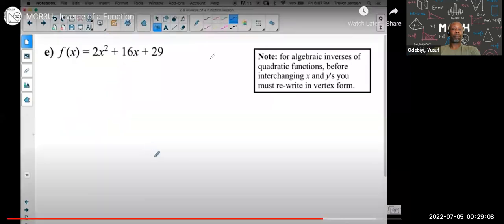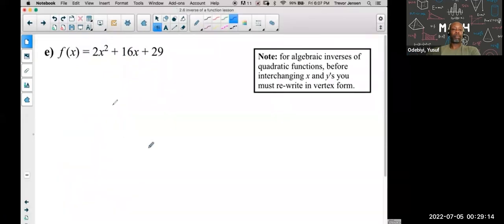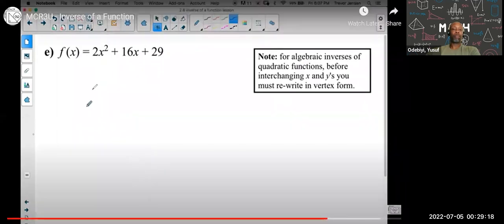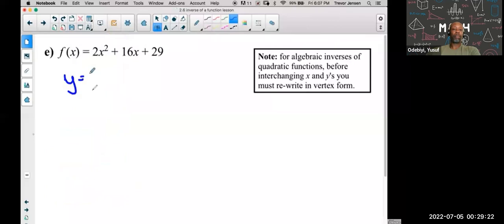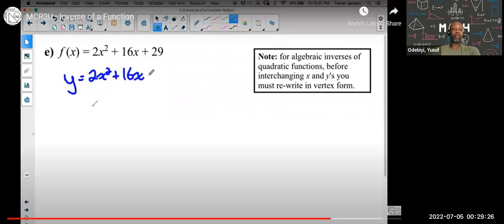Let's do the last example for this one. When we have a quadratic written in standard form, to be able to write the equation of the inverse, the first thing you're going to have to do is convert it to vertex form. Well, first change f of x to y. So y equals 2x squared plus 16x plus 29.